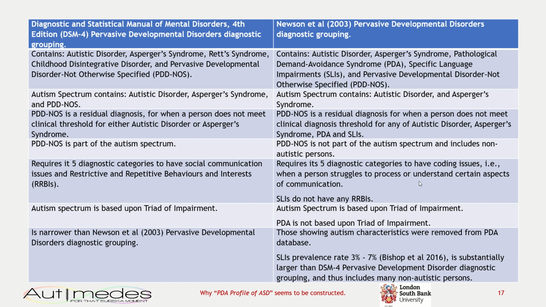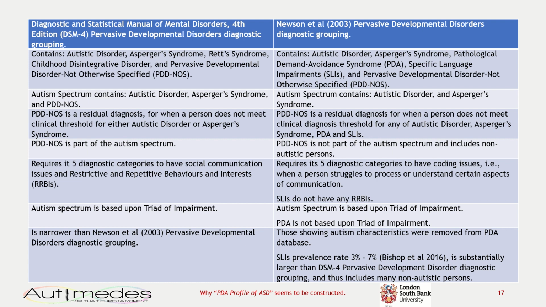And we know this because if you go back to the diagram that I showed you from page 599 in Newson 2003, it has specific language impairments, and they have no restrictive, repetitive behaviours and interests. So there are different axiologies underpinning these groups as well. And we also know that the autism spectrum is based on child impairment in both of these groupings, but PDA again is not based on child impairment.